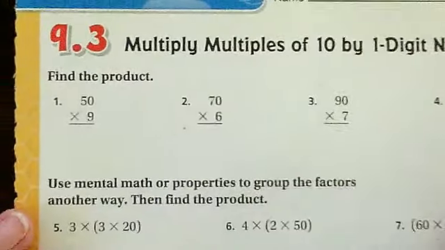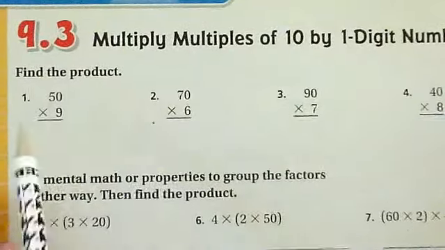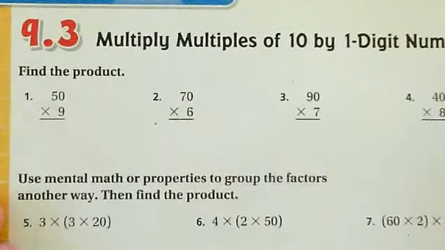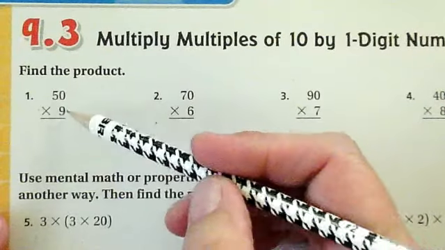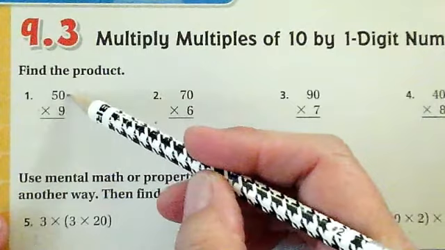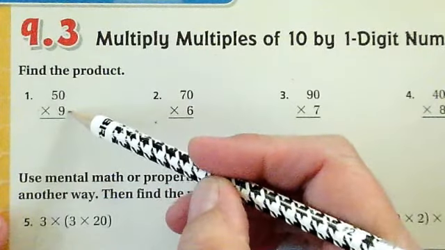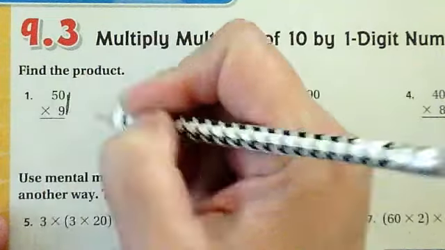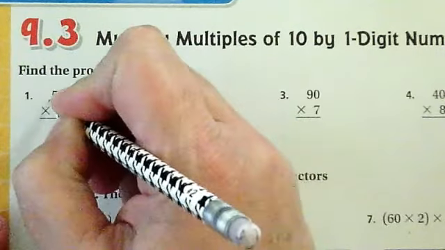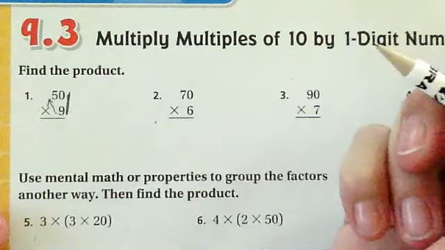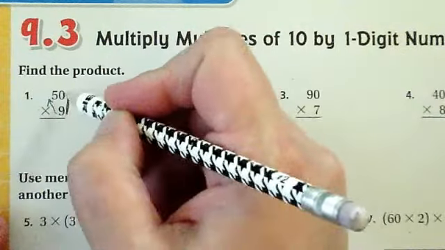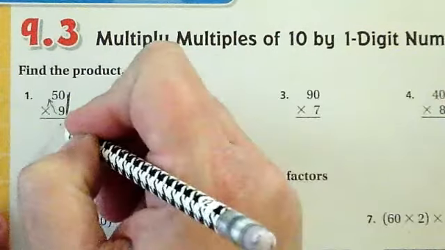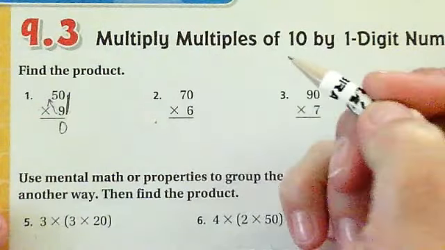Okay. So let's start with number 1. This says find the product. So we are actually going to be multiplying a 2-digit multiple of 10 by a 1-digit number. These are the steps. First, I multiply my 1's column together, and then I multiply my 10's column. Okay? So what is 9 times 0? 9 times 0 is 0. Anything times 0 is 0.